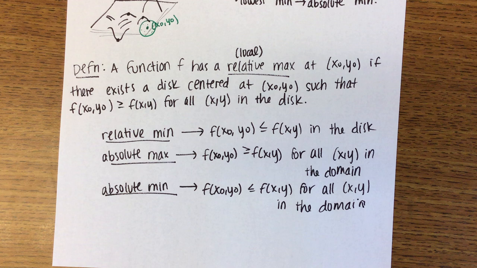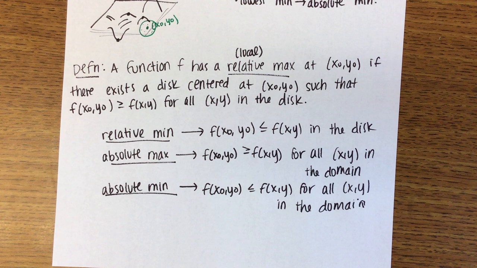Okay, so here's what we're interested in knowing today. We are going to be finding critical points, so we want to know, how do we find those critical points? Once we find them, how do we know if they're relative max, relative min, absolute max, absolute min? And then given a function, how do we know even if there is a max or a min? So that's what we're going to talk about.